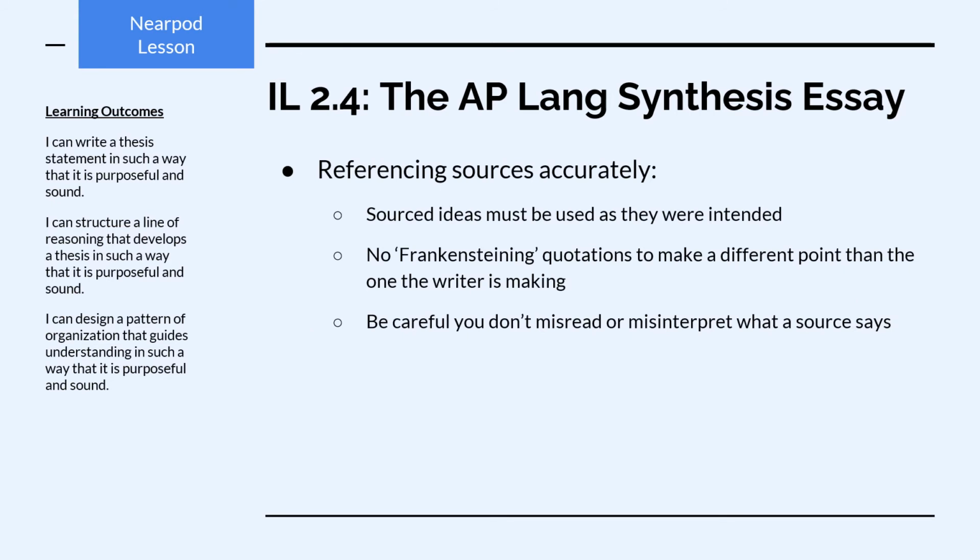Next, in order for it to be considered accurate, that means that the sourced ideas must be used as they were intended in the original text. That means no Frankensteining quotes together to make a different point than the point the writer is making when they use that particular quotation. You also need to be careful that you don't accidentally misread or misinterpret what a source says. That will sink you faster than anything on this essay.